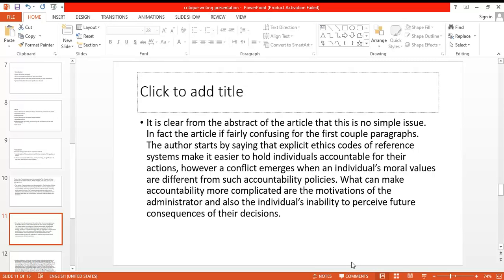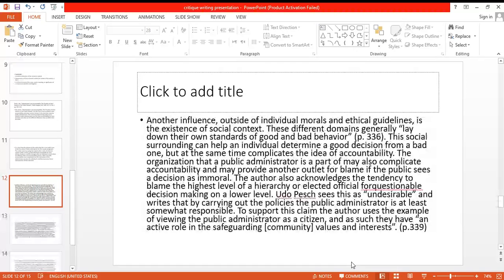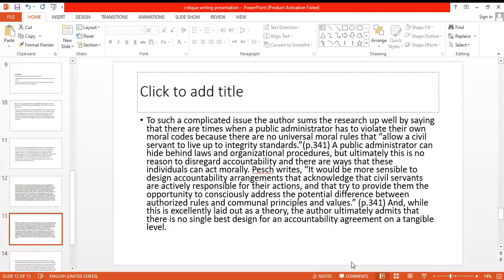So, what strategy has the author used to make his point? What are the various concepts that he's discussed? What is the technique that he's used? You can talk about that in the first paragraph of the body. Talk about the other influences that have been discussed, that he's taken into account, and you can give a reference. You can give a short quotation. You can say these different domains generally lay down their standards of good and bad behavior, and give the page from where you have picked this. Give a reference, and then say what the author has done to support his point. Now, that's your analysis. Once you say that he has made a claim but has supported it by saying this, that means you've read the article really well and analyzed it really well.